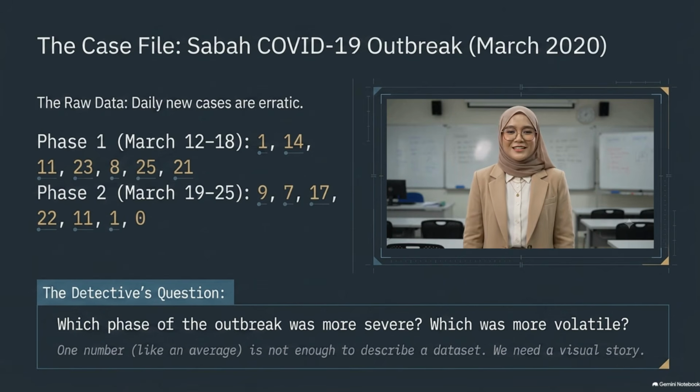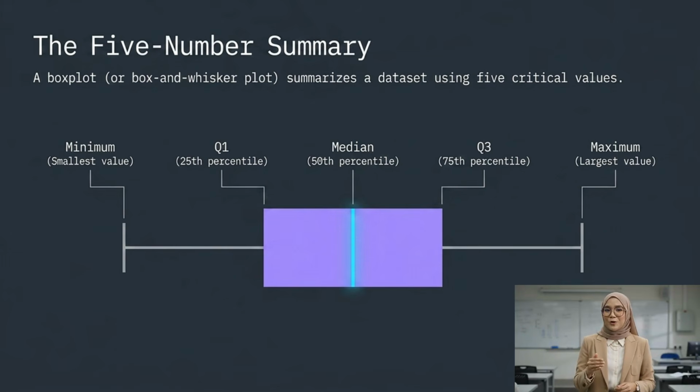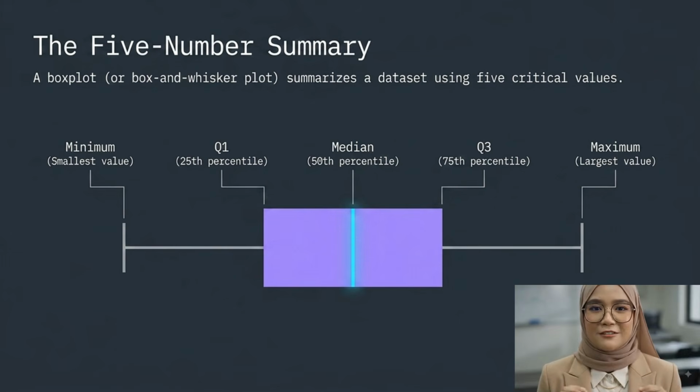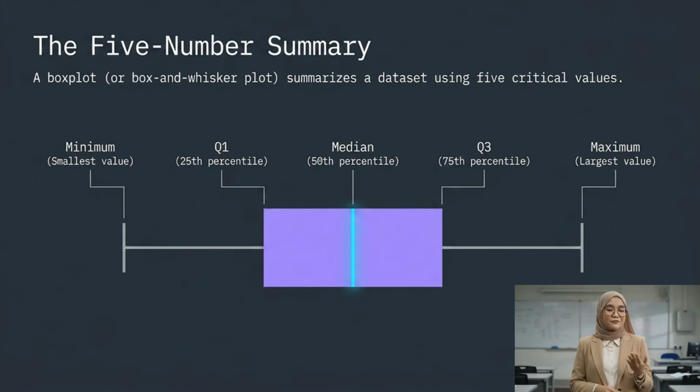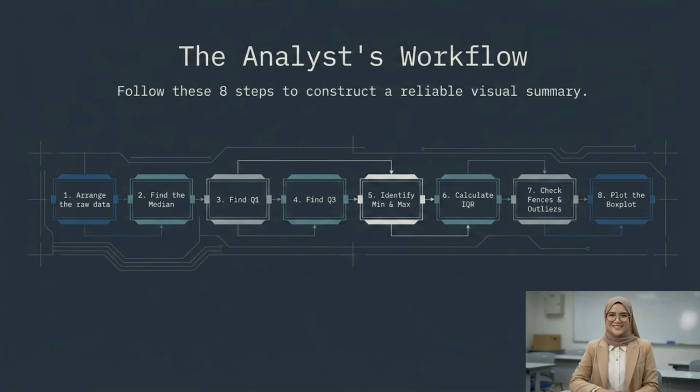Alright, moving on. Let's apply this to the Sabah COVID-19 case study. We need to determine which phase was more severe and more volatile. Remember, the box plot is built upon these 5 critical values: the minimum, the first quartile, the median, the third quartile, and the maximum. Follow these 8 steps in your workflow, from arranging raw data to plotting the final box plot for a reliable summary.